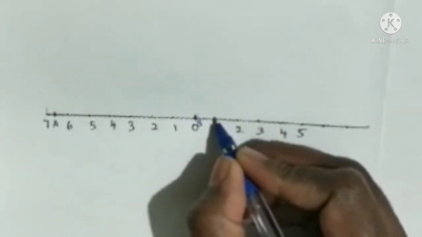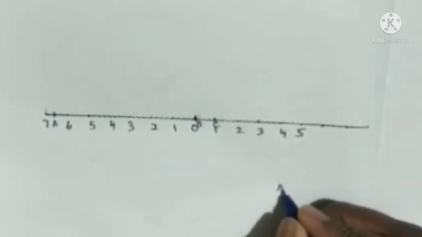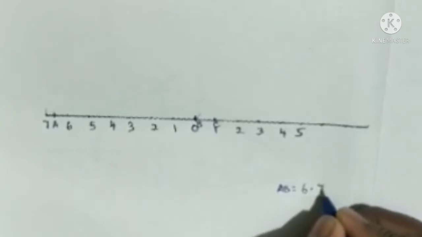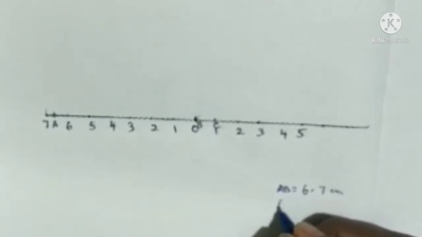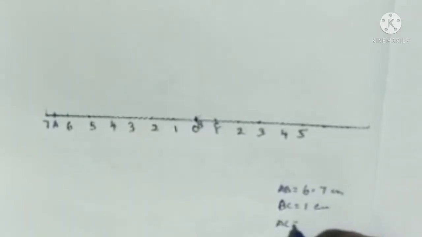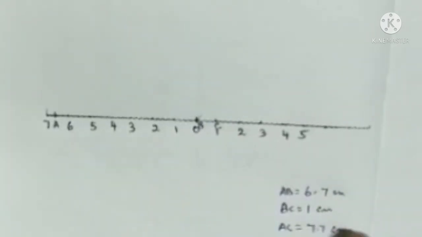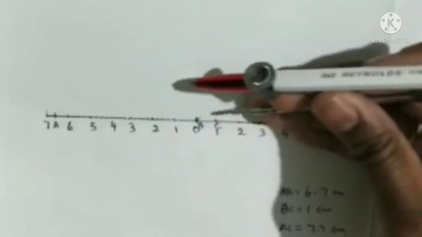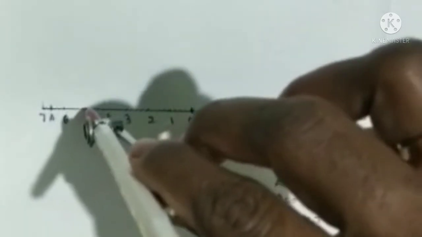Then you can take 1 centimeter more, so that is C. So AB equals 6.7 centimeter. Then you can take ABC, BC equals 1 centimeter. So AC is 6.7 plus 1, 7.7 centimeter. Then you can find the midpoint of AC. So take more than half of AC.